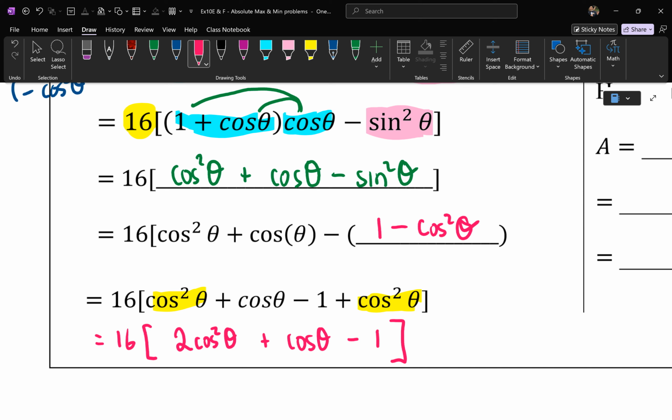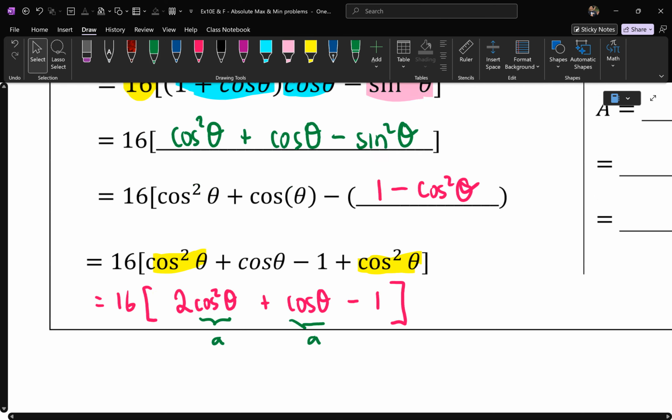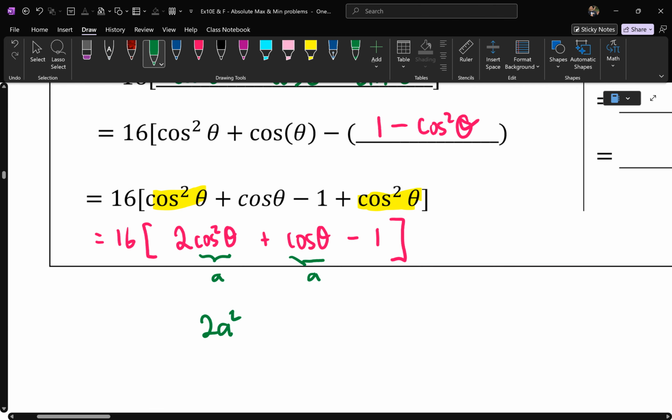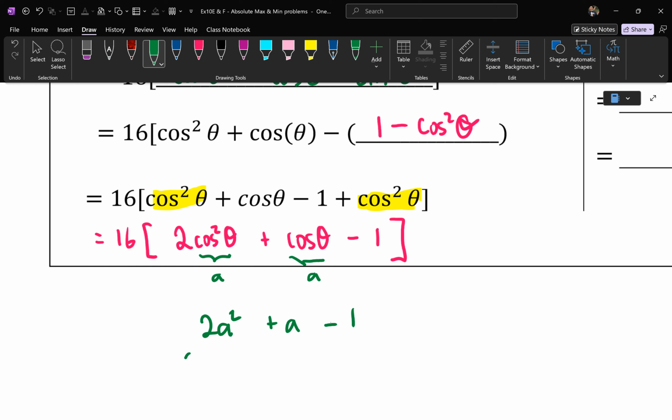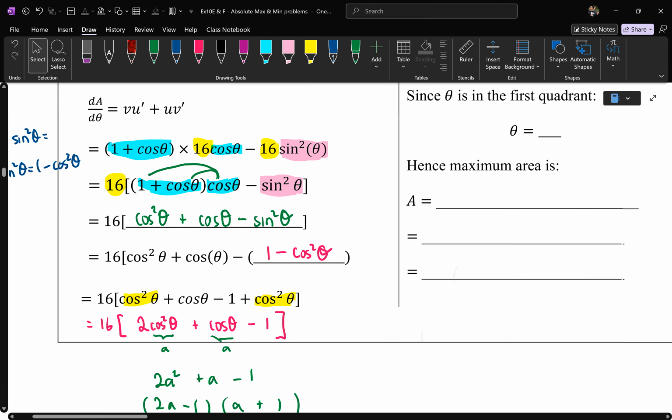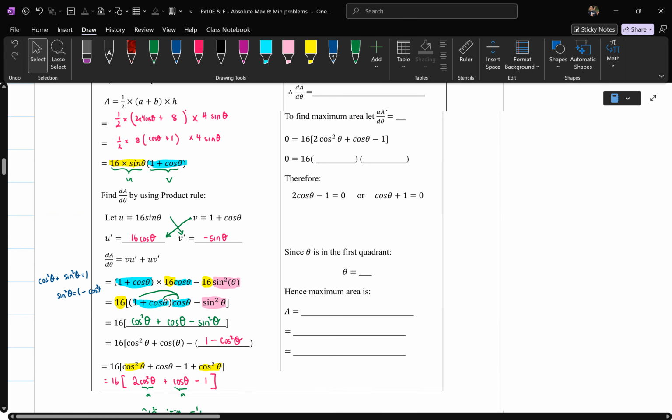If it helps you, try to think of cos squared theta as x. You can call that whatever letter you want. You can call that a if you wanted to. But then we're really just trying to factorize 2a squared plus a minus 1. And if you factorize that, you should get 2a minus 1 and a plus 1. So something like that. But replace the a with cos theta. Okay? So in the next part here, I was trying to guide you guys.